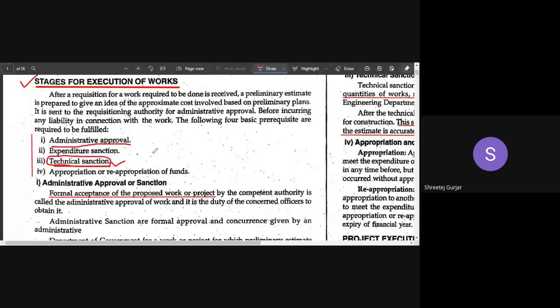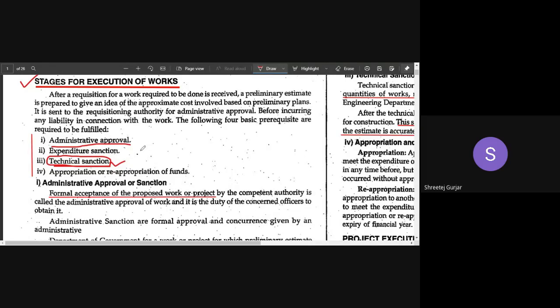Once the engineers give approval, then you have to check whether we have the budget, we have the money with us for taking up this project, right? Whether we have the funds, we have the proper finance to take up this particular project. That particular checking will be done by the financial department, right?